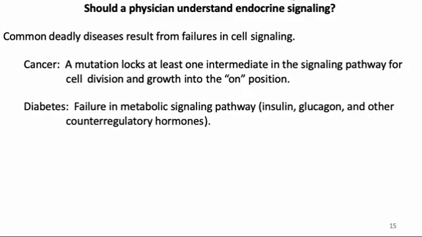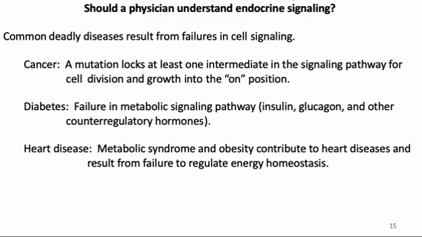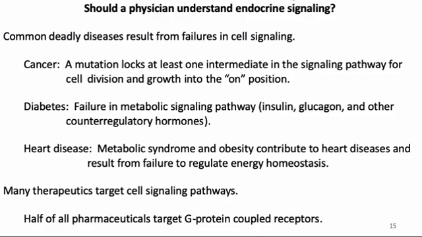Diabetes. This is a failure in signaling with insulin, glucagon, other counterregulatory hormones. Heart disease. Well, that's correlated with diabetes and metabolic syndrome, which again can result from a failure of regulating energy homeostasis. Finally, a lot of pharmaceuticals target cell signaling pathways. In fact, half of all pharmaceuticals specifically target G protein coupled receptors.